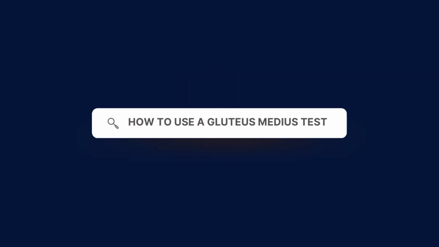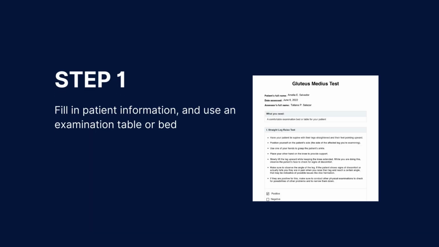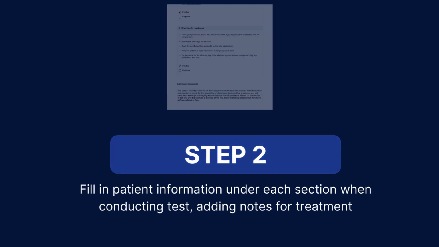How to use a Gluteus Medius test. The first step is to fill in the patient information at the top and gather materials. You'll then need to read over the instructions and conduct the test, adding comments if needed.